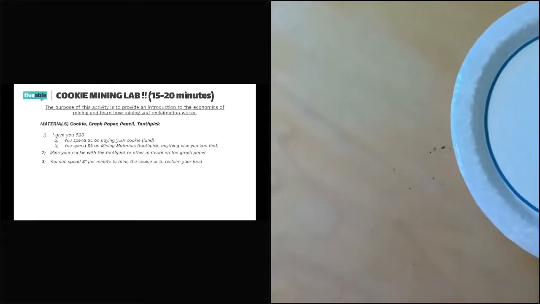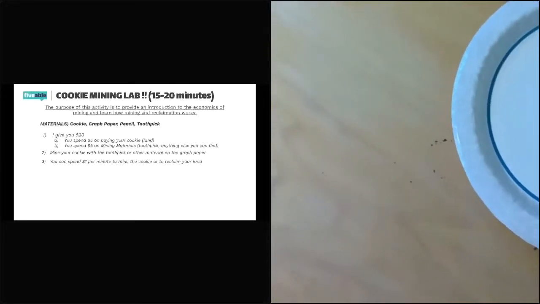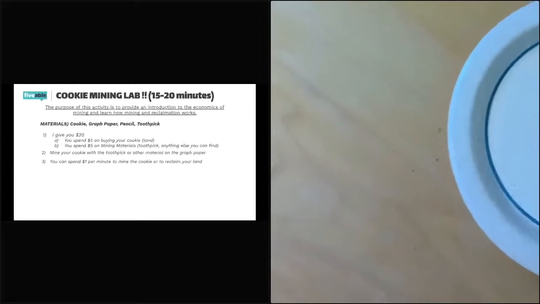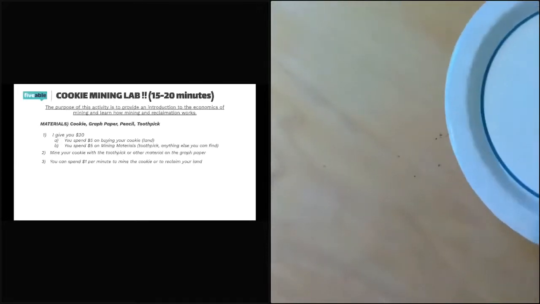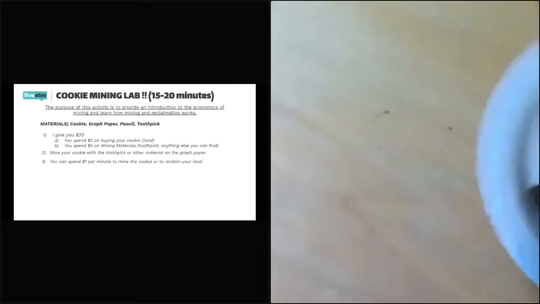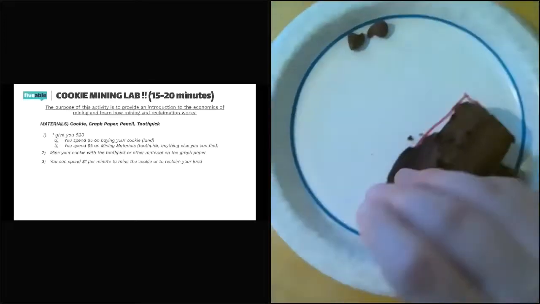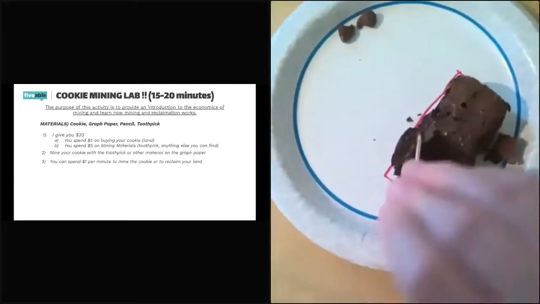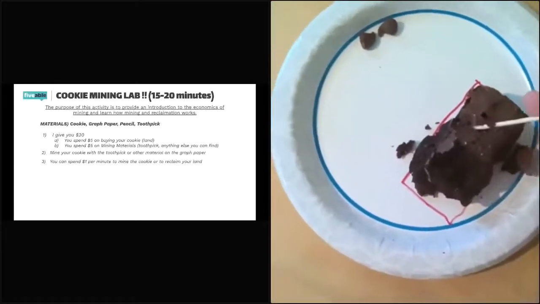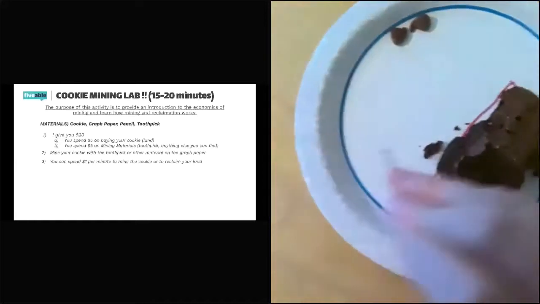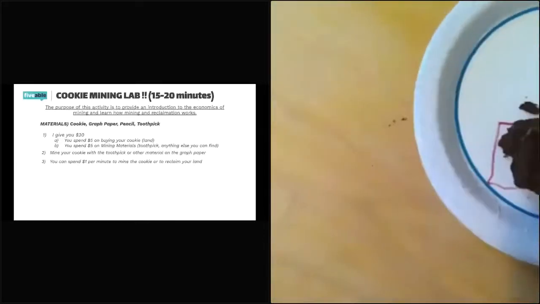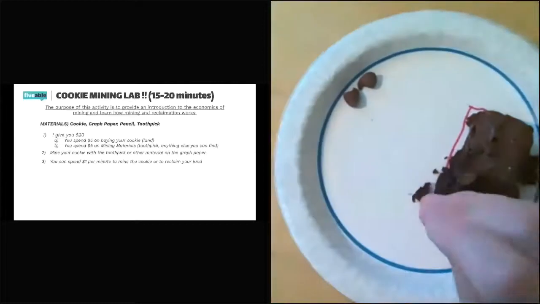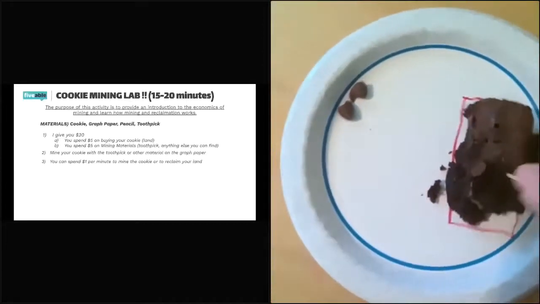See, I am breaking the surface on my cookie. This is how destructive mining is to the earth. Look at this, I'm leaving tailings everywhere on this paper plate that you cannot see. There are tailings going everywhere. This is the point of this lab, to show you how destructive and how hard mining is, and how hard it is to reclaim.